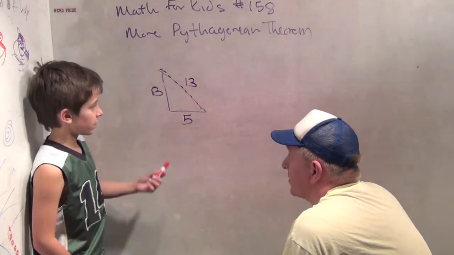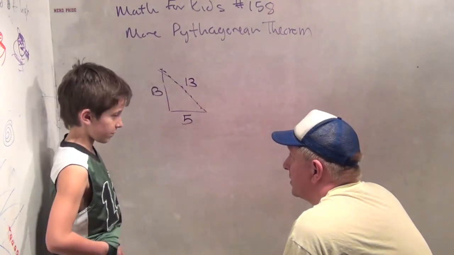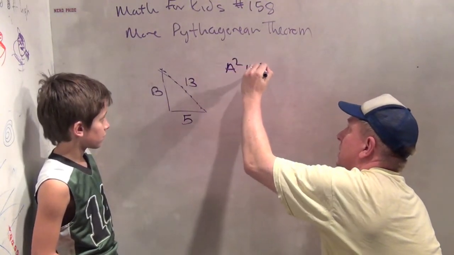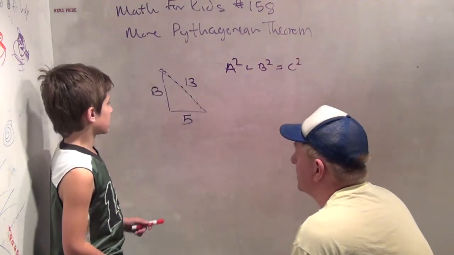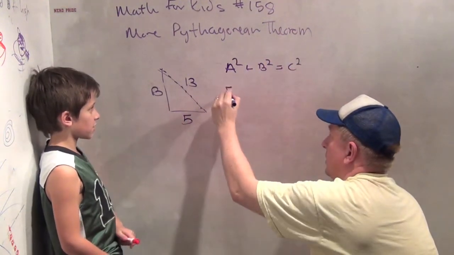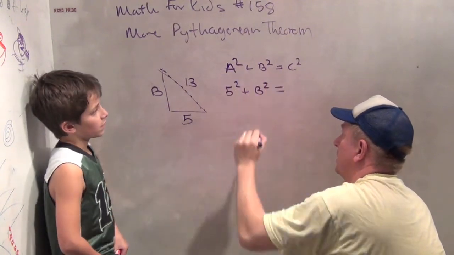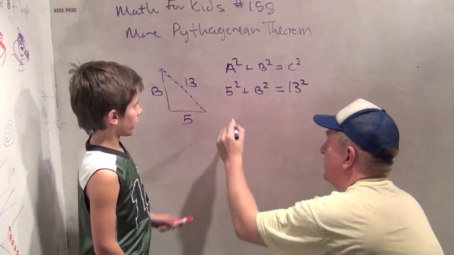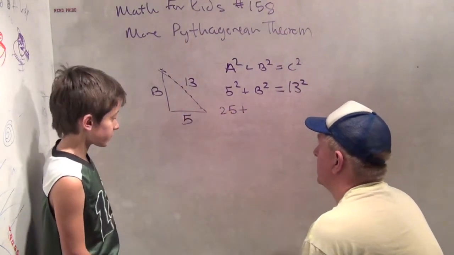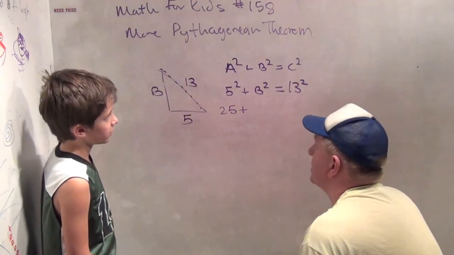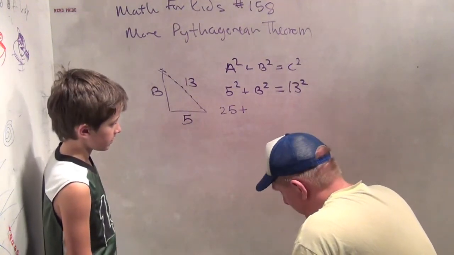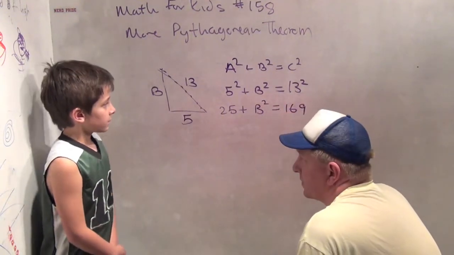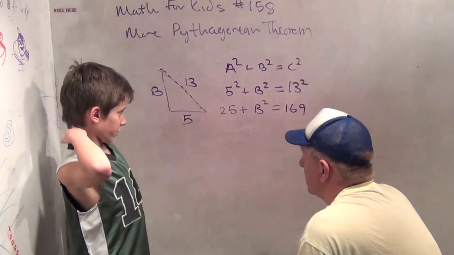What does the Pythagorean theorem say? A squared plus b squared equals c squared. So what does that say for this triangle? Well, it says that 5 squared plus b squared is 13 squared. 5 squared is 25, and 13 squared is 169. So 25 plus b squared is 169. So, I'm going to figure out what b squared is.